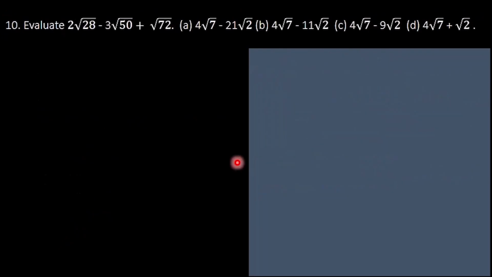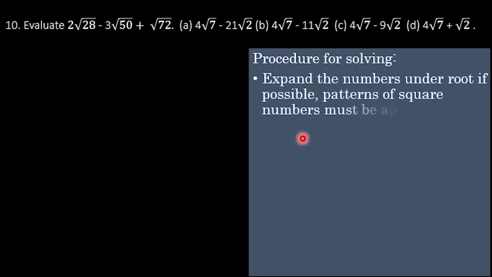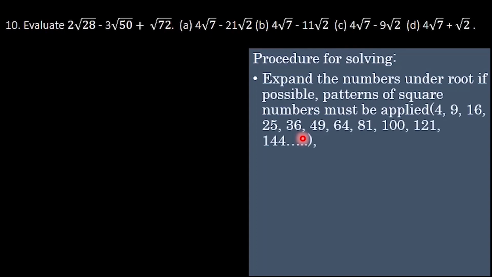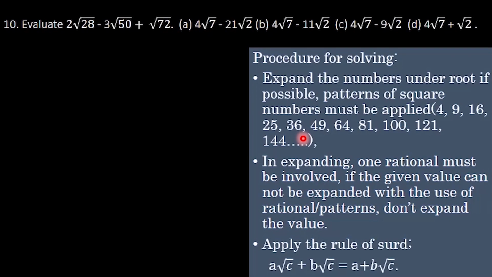Question 10. Evaluate 2 root 28 minus 3 root 50 plus root 72. The procedure for solving this: the first step here is to expand the numbers under root, if possible. Patterns of square numbers must be applied, such as 4, 9, 16, 25, 36, and so on and so forth. And the next step here is to apply the rule of surds, where a root c plus b root c is equals to a plus b root c. Now let's check the solution.